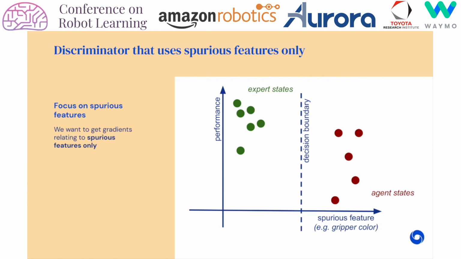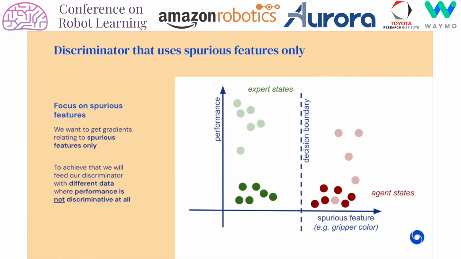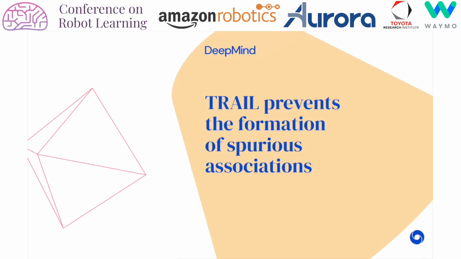The way we do it is by feeding our discriminator with two batches of a different nature. The first batch is like in the original GAIL, but the second one is built with different data for which we know that the performance is not discriminative at all. Hence, gradients obtained for the second batch have to relate to spurious features, because only by using them one can discriminate between expert and agent. Once we have these gradients, we can make our discriminator be blind to spurious features. Hence, the second takeaway message is TRAIL prevents the formation of spurious associations.